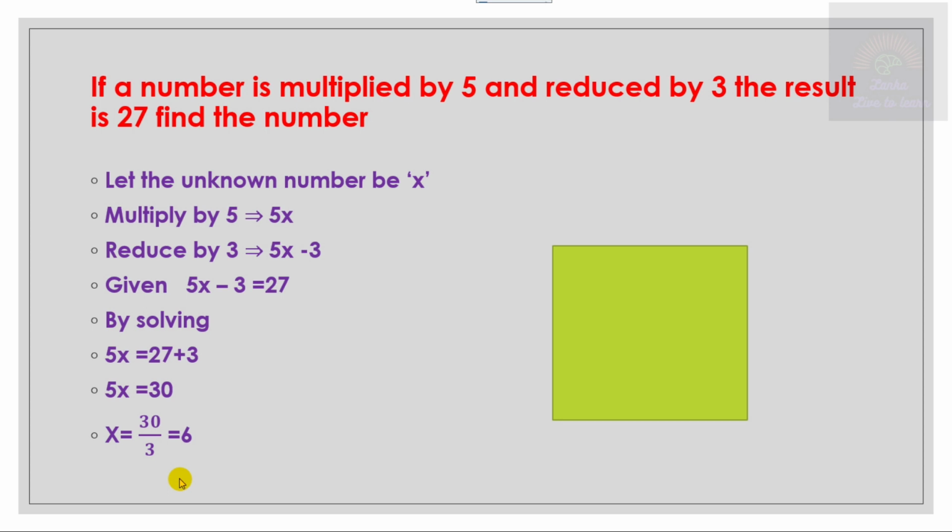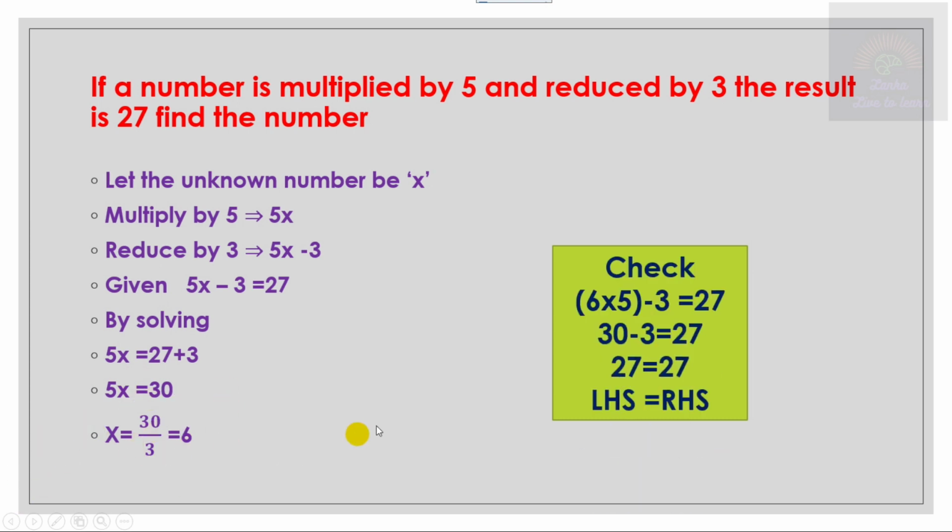One thing: a linear equation in one variable will have only one, unique solution. So here you can check it. How? Let the number be 6, multiplied by 5, 6 fives are 30, reduced by 3, so 30 minus 3 is 27. So 27 equals 27. LHS equals RHS, balanced. Hence, this problem is checked.